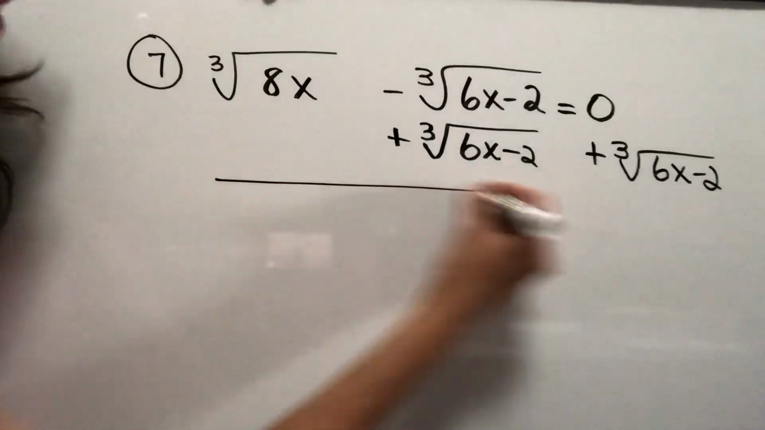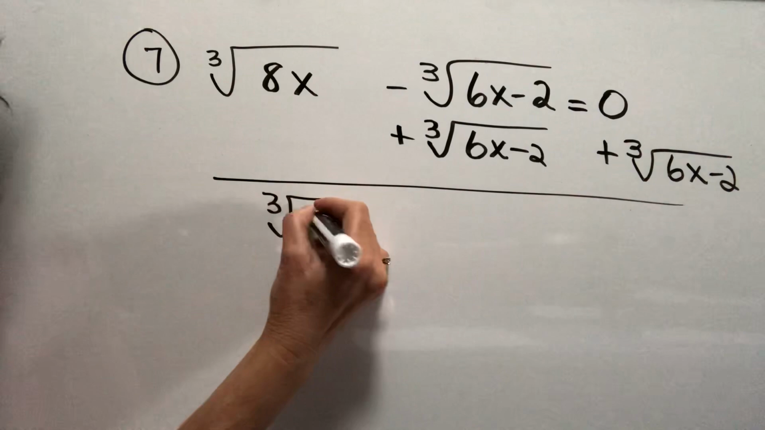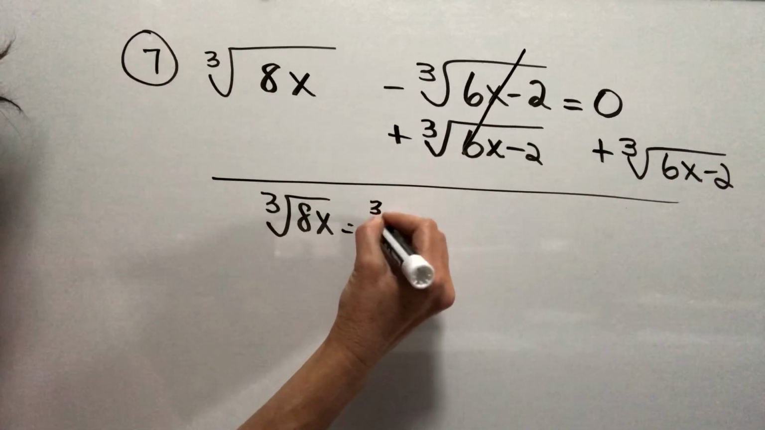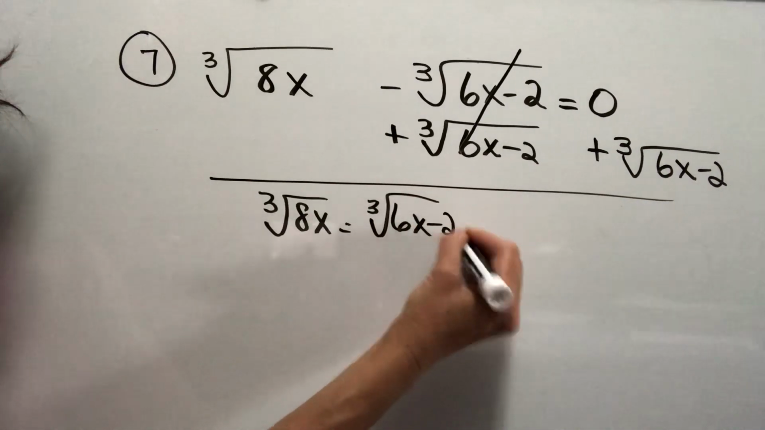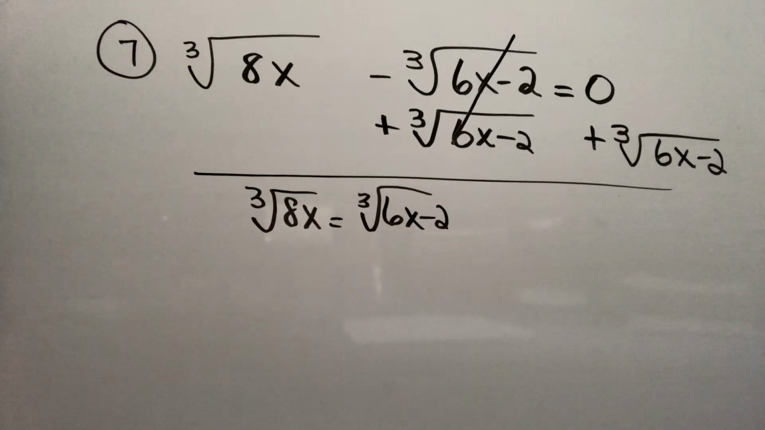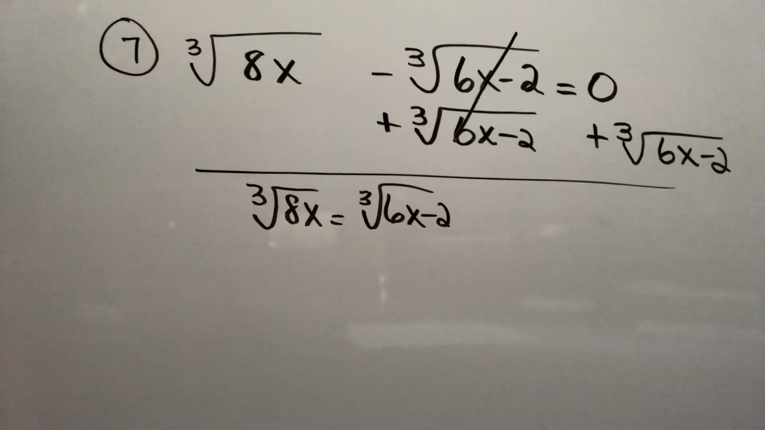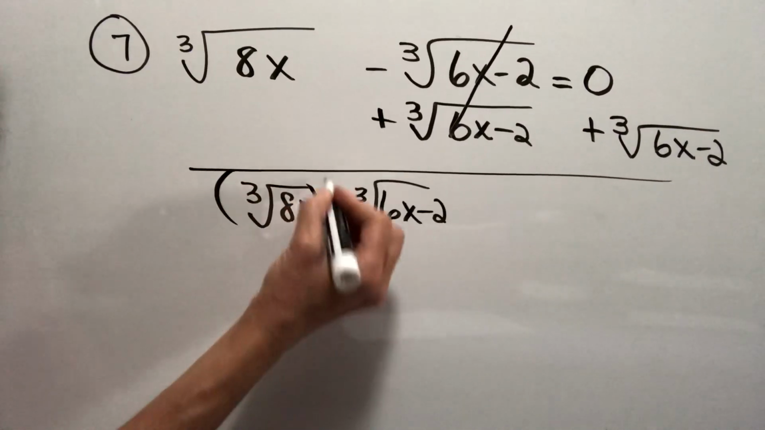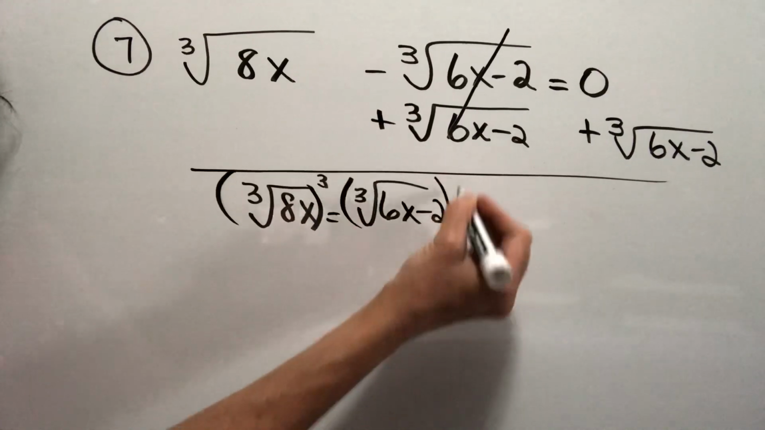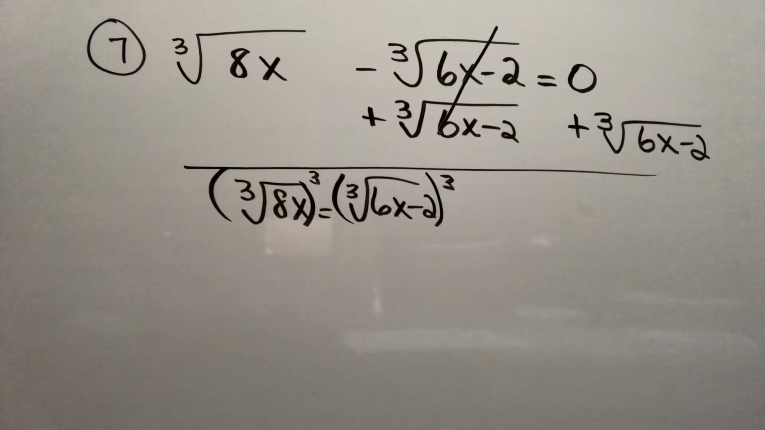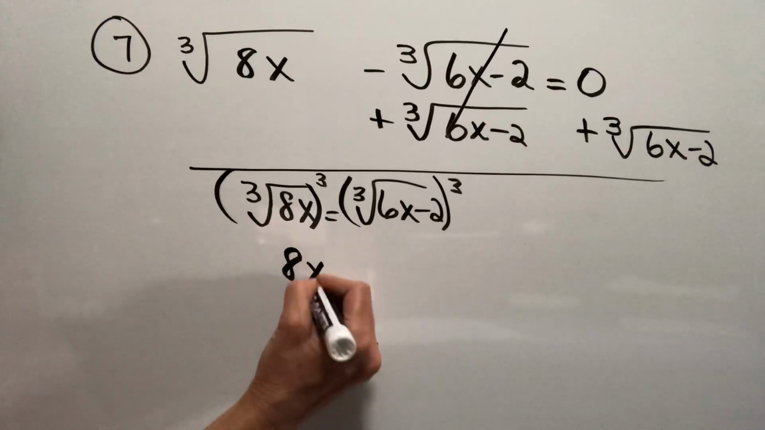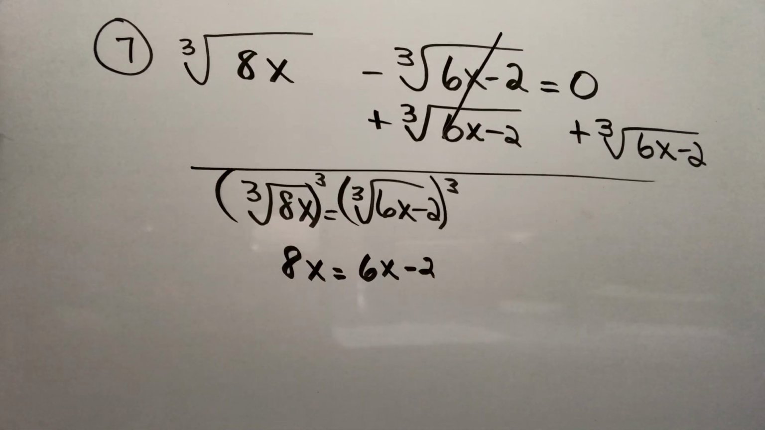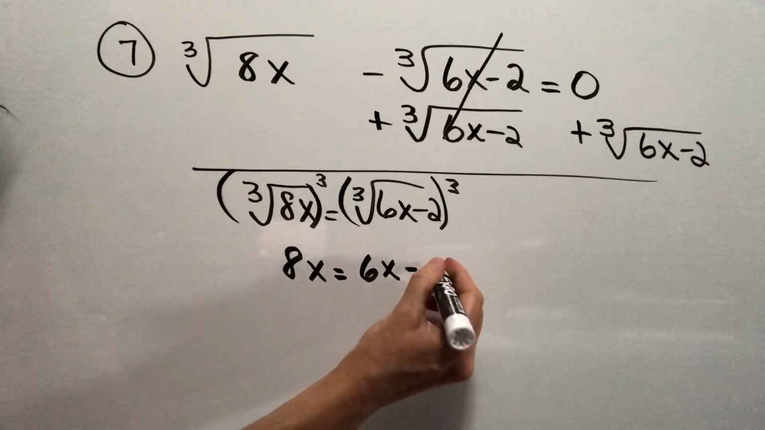So you would still have the cube root of 8x at the beginning. This would cancel, and on the right side you would have cube root of 6x minus 2. Okay, with a cube root on both sides, you go to the step of raising both sides to the third power, or cubing both sides. So the cube and the cube root cancel out, so you'll have 8x equals 6x minus 2. That is a linear equation, no square in it.